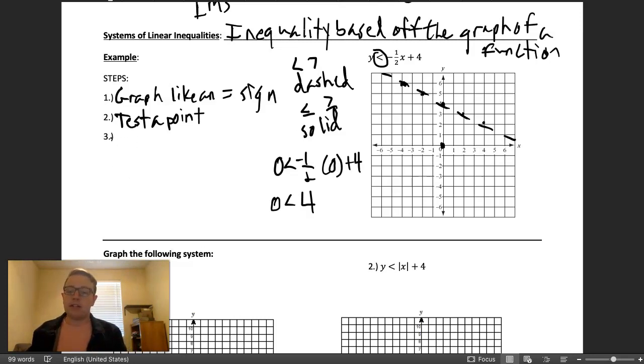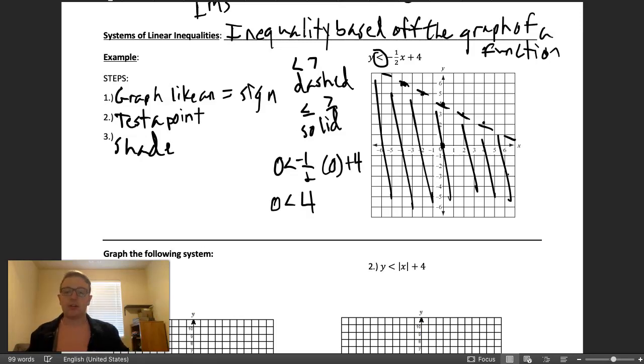We've tested our point. Step 3 is going to be shade, just like with a normal graph, except this time, we're going to shade a whole region. I like to do solid line shades, and I recommend you do those as well, because sometimes we'll be looking at multiple inequalities. We'll have to be able to distinguish which one we're looking at.